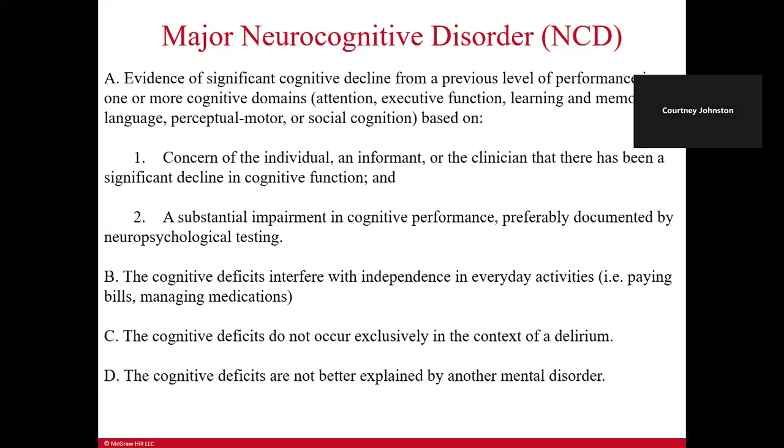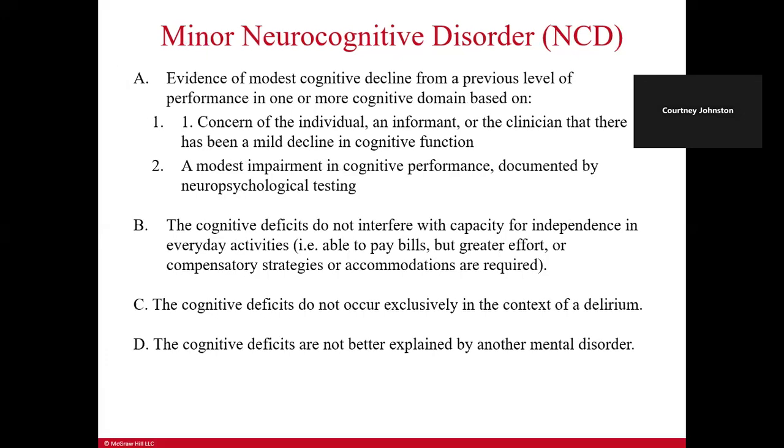So somebody has to have noticed. And then there has to be substantial impairment in cognition. And this is preferably found within neuropsychological testing. So that has to be present. And then with B, the deficits interfere with an individual's ability to function in everyday life. So things like paying bills, managing medications, returning phone calls, making appointments, attending appointments. And the cognitive deficits don't occur in the context of delirium, and they are not better explained by any other mental disorder like schizophrenia.